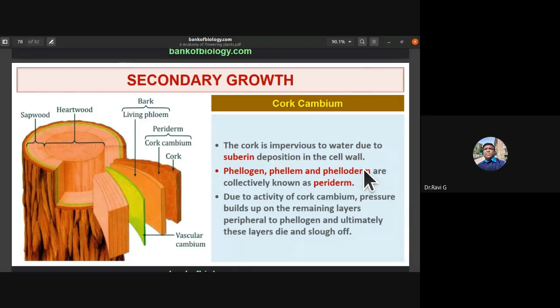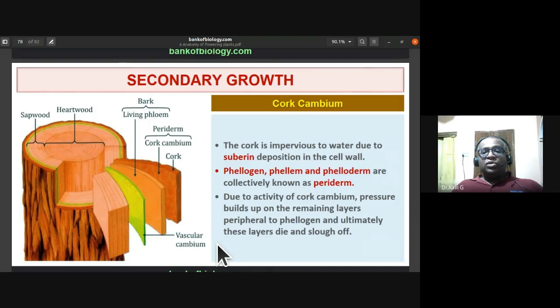Collectively, all these three layers are called periderm. Due to the activity of cork cambium, the pressure builds up on the remaining layers peripheral to phellogen, that is, outside of phellogen. Ultimately these layers die, and they are going to slough off. Slough off means they get removed. So that is what you have to remember.